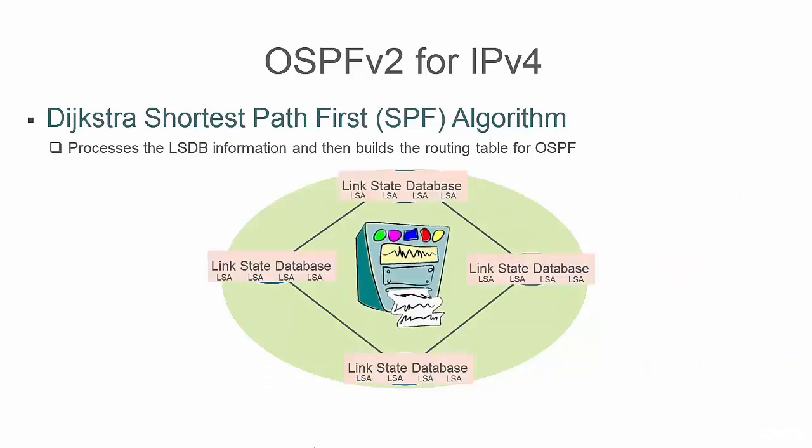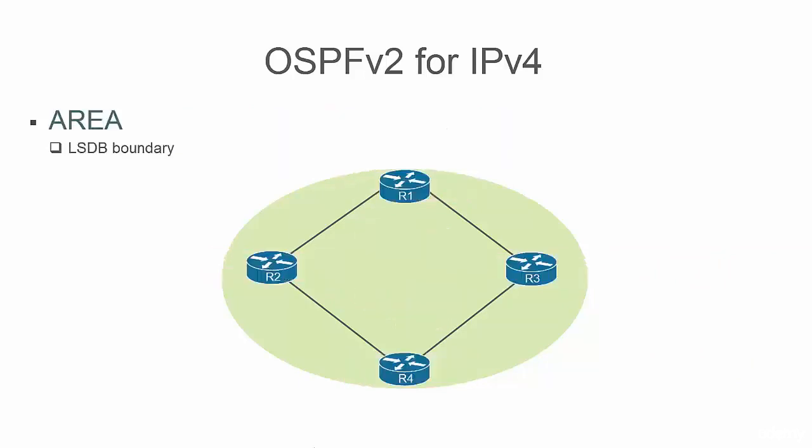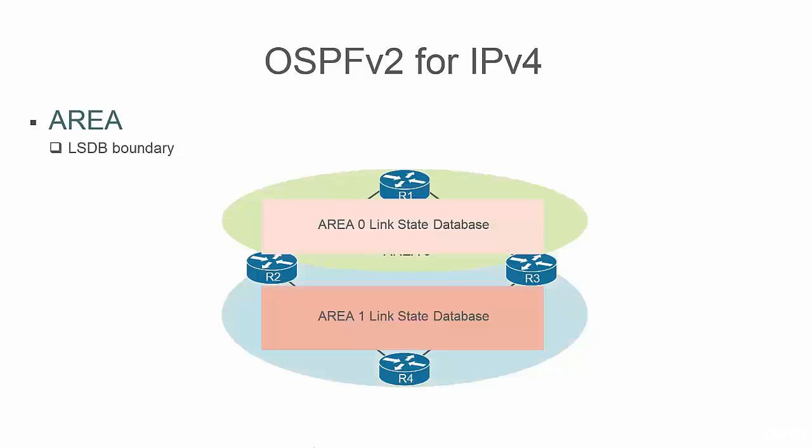Since the SPF algorithm can be a lot of work on a router, to scale OSPF, areas are used. Areas are basically link state database boundaries between OSPF routers. So then you can split up the load of running the SPF algorithm. And this can help scale OSPF topologies because once you get into hundreds of routers, that's a lot of memory and processing overhead for OSPF routers.